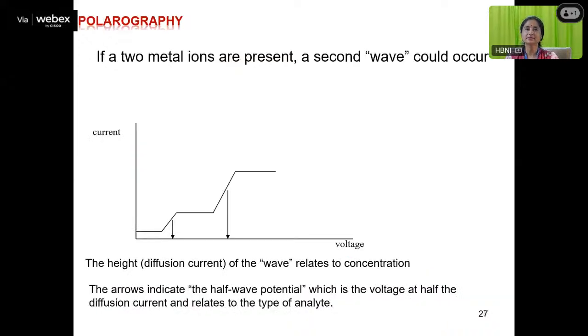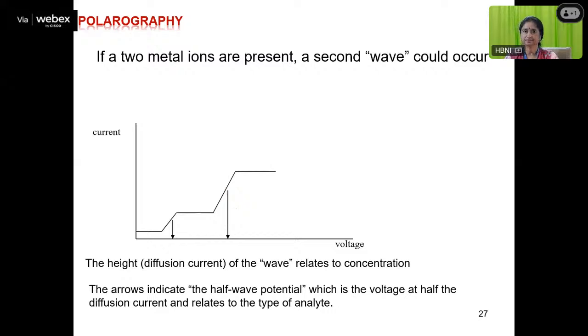Now because it is a multi-element technique, if two metals are present, you will get two curves like this. There will be two diffusion currents, ID1 and ID2, and again two half-wave potentials connecting to two different species. So remember, when there are 2 or 3 elements, if 3, then another peak will appear here. If two metal ions are present, a second wave could occur, and the height, the diffusion current of the wave, relates to its concentration. The arrow indicates the half-wave potential, which is the voltage at half the diffusion current, and relates to the type of the analyte.